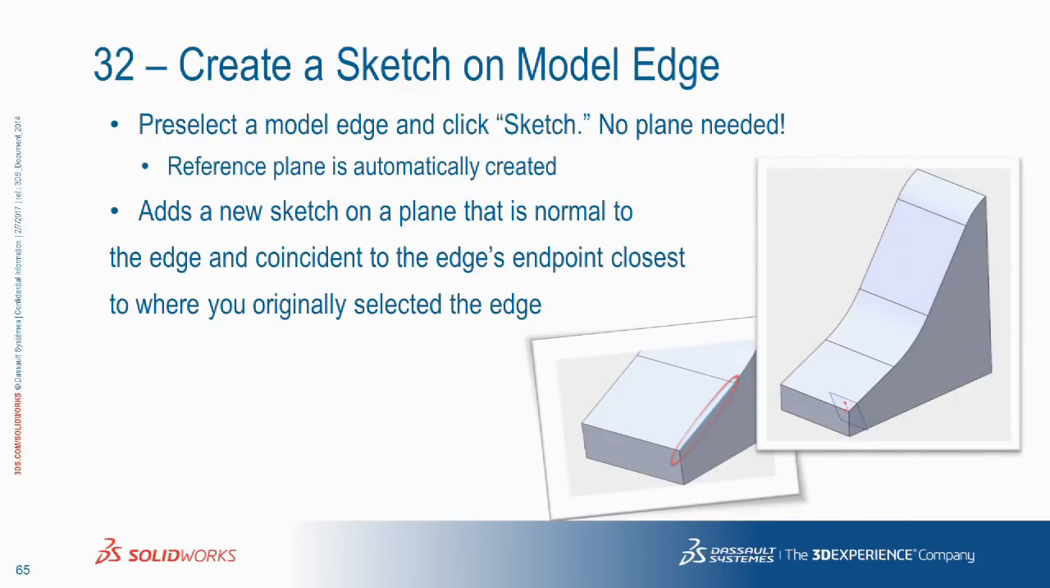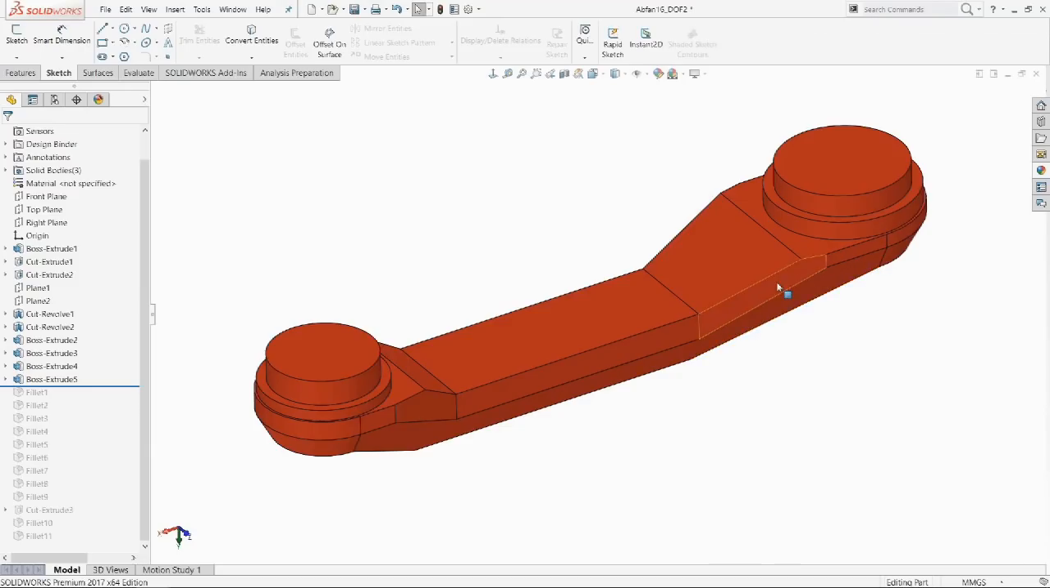So creating a sketch on a model edge, you don't have to have a plane in there first to start sketching. You can hit the edge and then immediately hit sketch, and you'll start sketching there. It actually adds a reference plane for you. And the only thing to point out here is that it's adding a reference plane that is normal to that edge and at the end of that edge closest to where you picked. Does that make sense? Right, so the edge has two ends. Closer to where you pick, that's where the plane gets dropped.